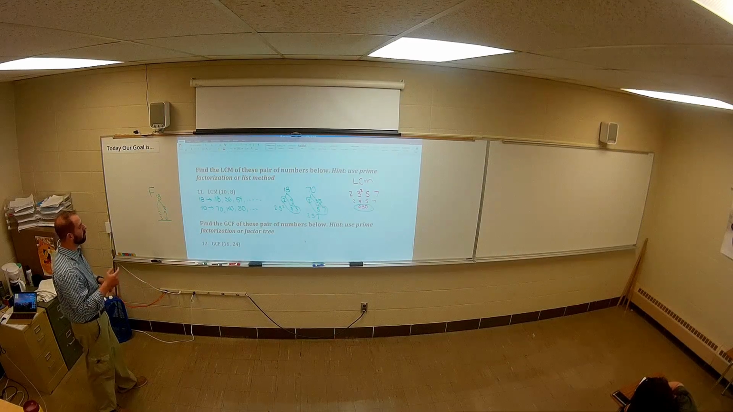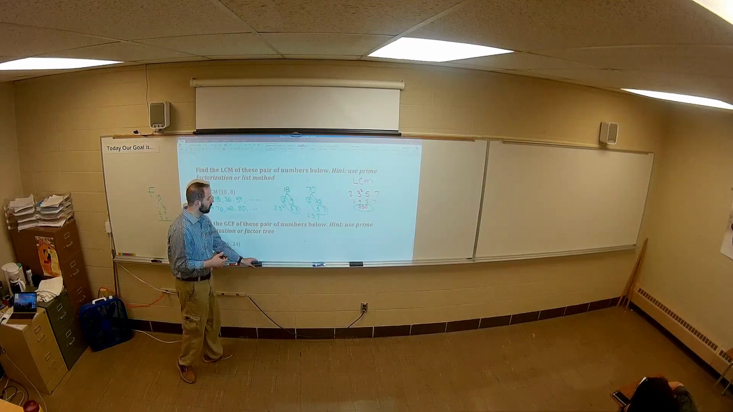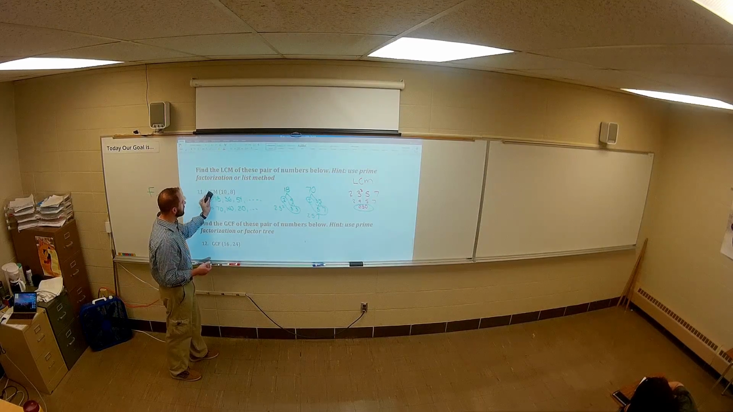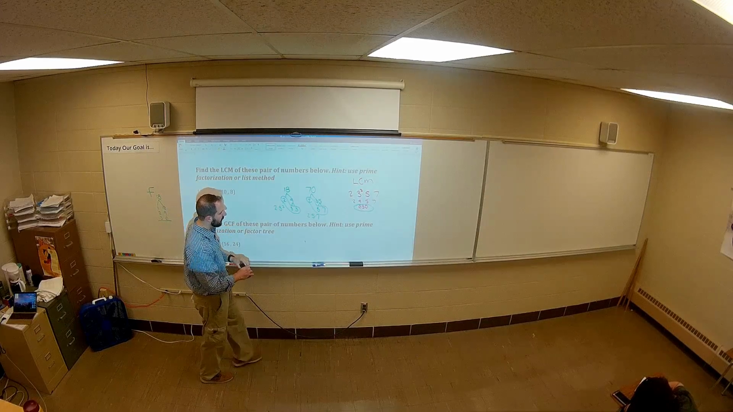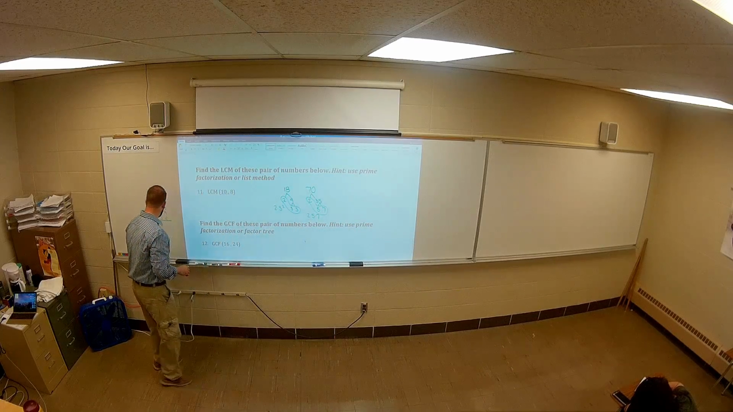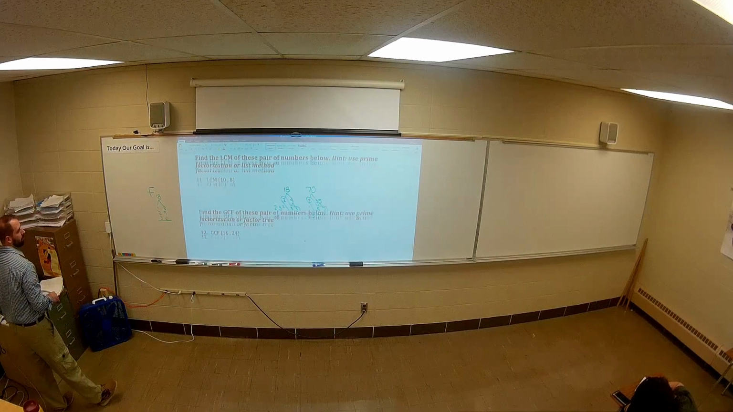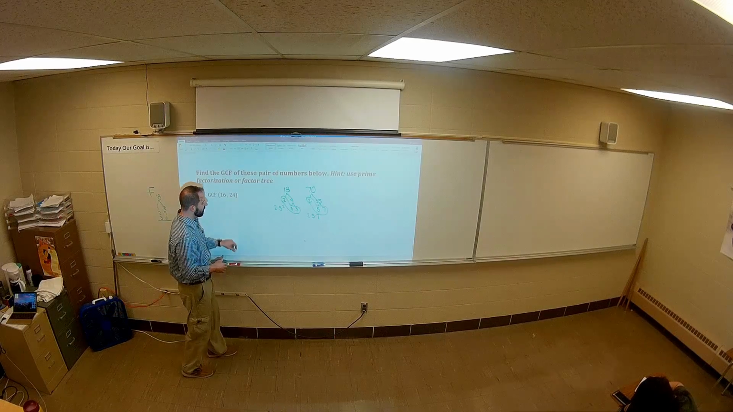Okay, for greatest common factor, it's different. For number 12, instead of doing the list method, you can use a factor tree or you can use prime factors. So let's take a look at that problem. If I scroll down here and do the exact same problem for number 12, I'm going to do 18 and 70. And I want the greatest common factor.